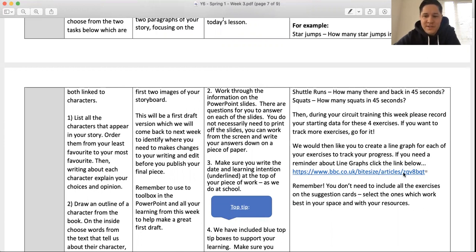So have a look at this BBC Bitesize link. Okay, and that will take you to their website, and it will explain all about line graphs.